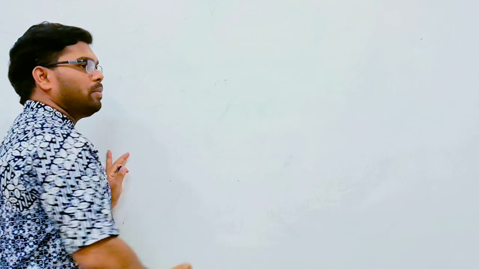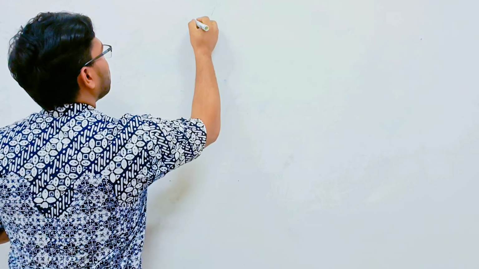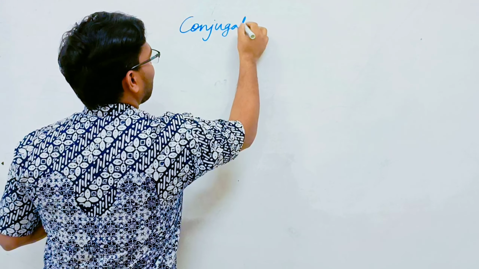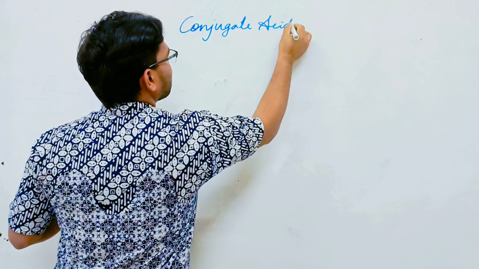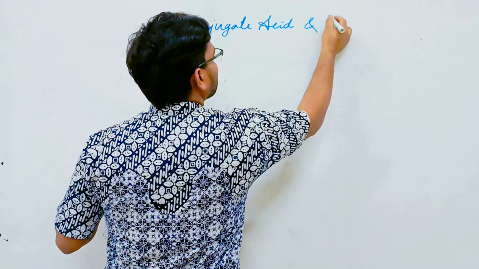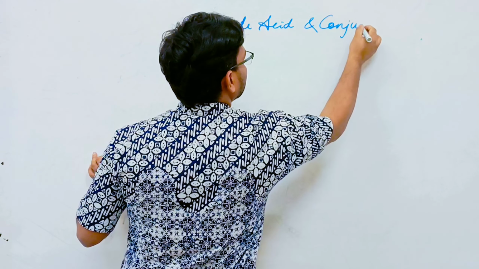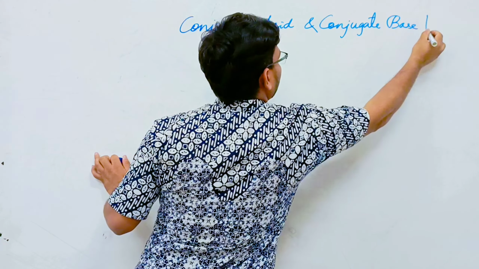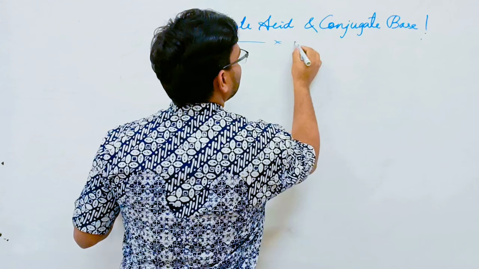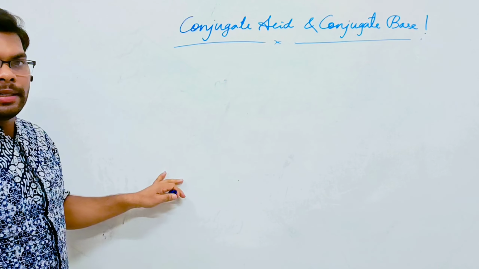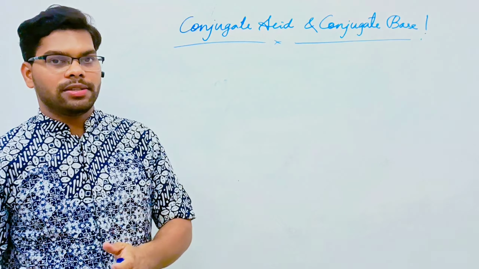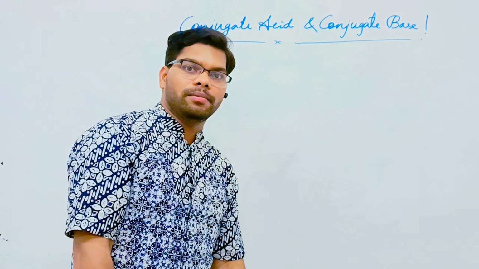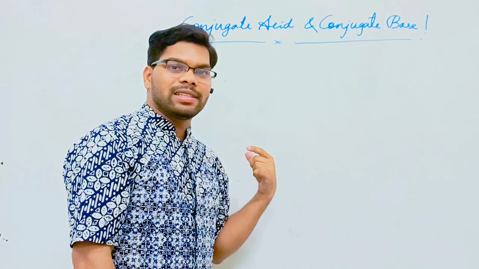So today my topic is to explain to you about conjugate acid, alright, and conjugate base. This is the topic we're going to be discussing today. It's very simple. Let me give you the trick to find out the conjugate acid and conjugate base from the given substances.